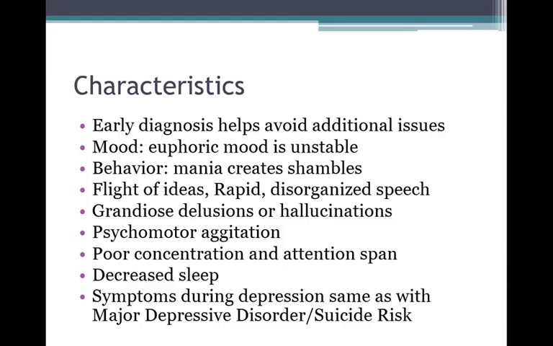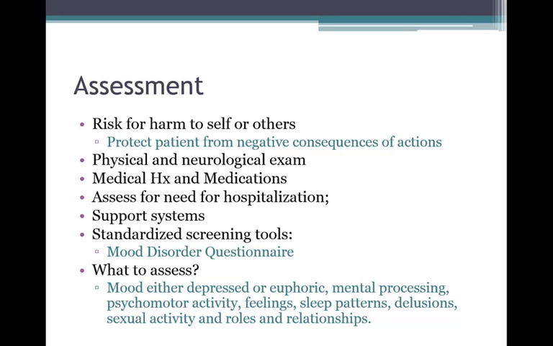So what are we going to do with our nursing assessment? Getting an assessment from somebody who's manic can be quite impossible. So one of the most important things you want to do is set up that therapeutic relationship again with family or significant others that can give you a better history on your patient than the patient is able to do himself.